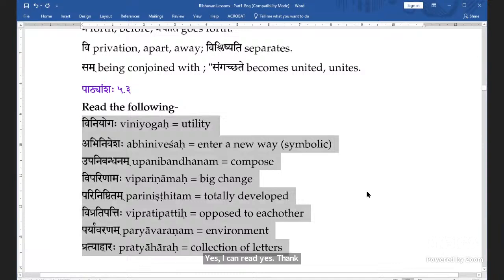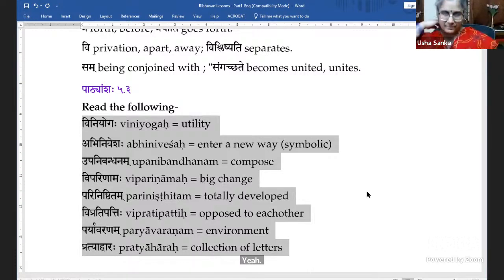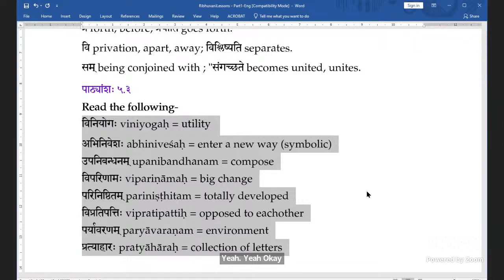Viniyogah, abhiniveshah, upanibandhanam, viparinamah, parinishtitam, vipratipattihi, paryavaranam, pratyaharaham. Correct. Thank you. Thank you so much.